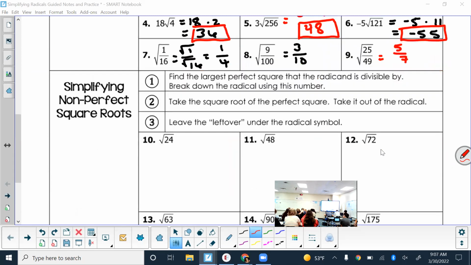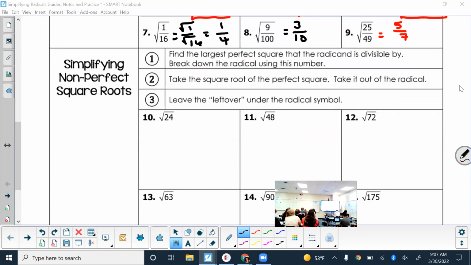All right. Now, I'm not a fan of their method for simplifying non-perfect square roots. What they say is basically find the closest one from your list and then think of the other numbers that multiply to it. I'm not a fan of that. This method has always worked for me, which I'm about to show you. And so we're going to take example 10, the square root of 24.